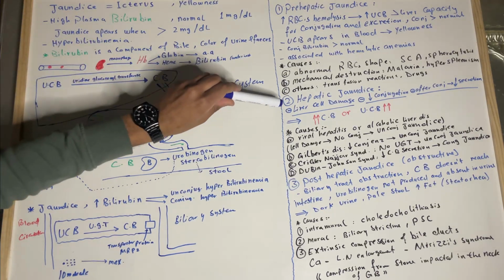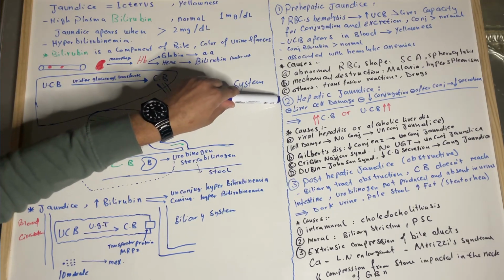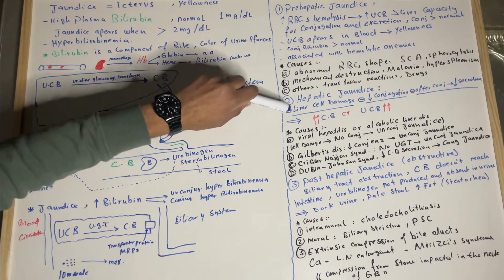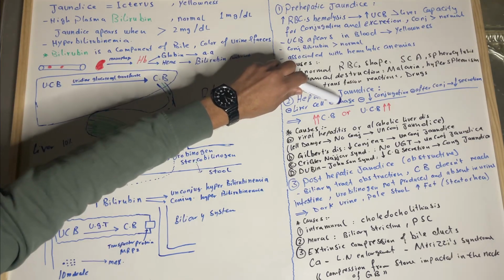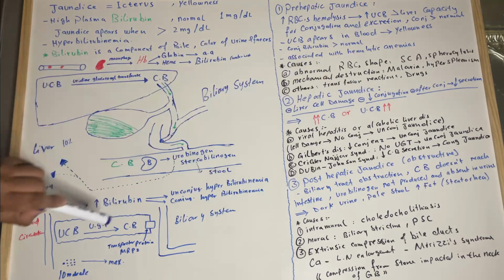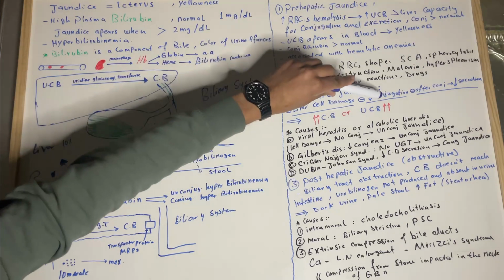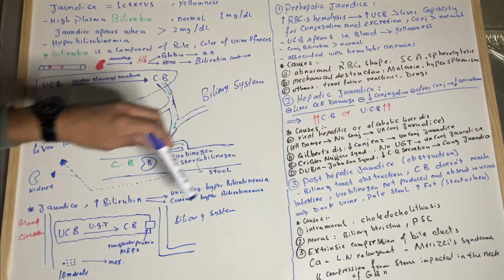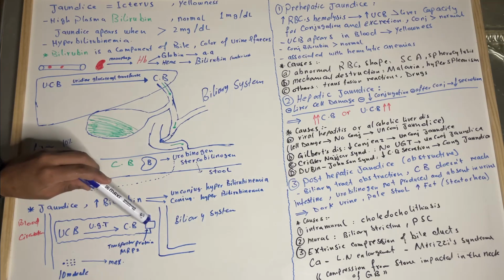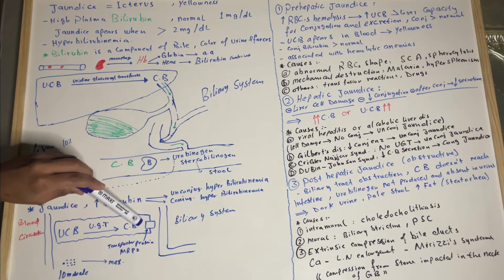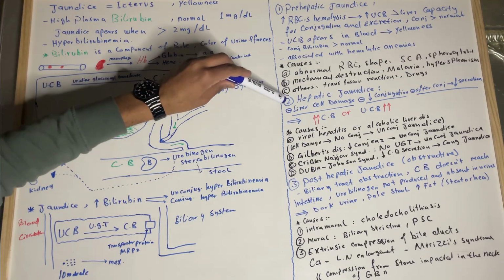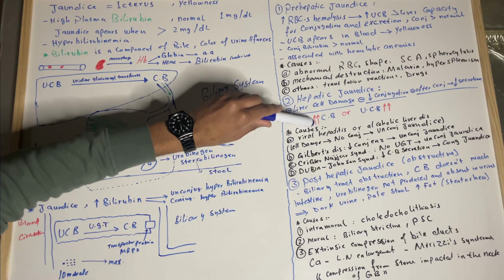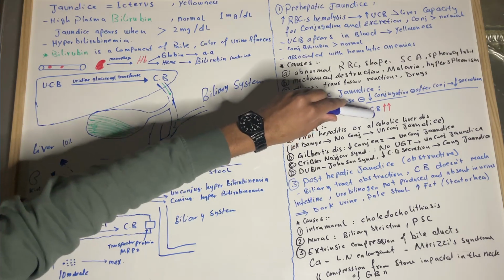The second type of jaundice is hepatic jaundice. In hepatic jaundice, we have liver cell damage or decreased conjugation inside the liver, or after conjugation, there is decreased secretion of the conjugated bilirubin. So in hepatic jaundice, we have either increased conjugated bilirubin or increased unconjugated bilirubin.